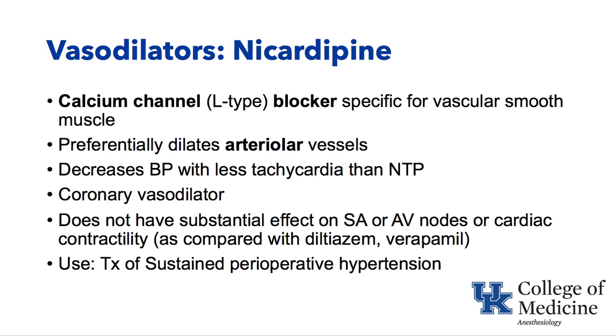Remember, when you turned on nitroprusside, their blood pressure dropped. They would get reflexive tachycardia, even to the point where esmolol may have to be added along with the nitroprusside. It's also a coronary vasodilator and does not have a substantial effect on the sinoatrial or atrioventricular nodes or cardiac contractility, as does diltiazem, which we use to block the AV node when you have atrial fibrillation with rapid ventricular response, or verapamil. So when do we use nicardipine? In the treatment of sustained perioperative hypertension as a calcium channel blocking agent, vasodilating agent, which can help us control blood pressure.